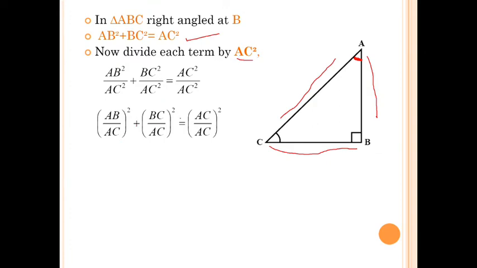Now what is AB by AC? According to this angle, AB by AC is adjacent side by hypotenuse. What is adjacent side by hypotenuse? That is cos. Adjacent side by hypotenuse of an angle is always cos. The next one is BC by AC. What is BC? BC is the opposite side. AC is the hypotenuse. So BC by AC is opposite side by hypotenuse. So for a particular angle, the opposite side by hypotenuse is sine.